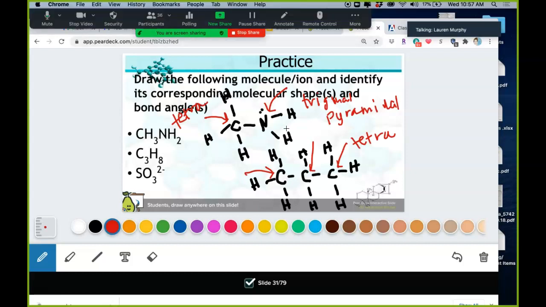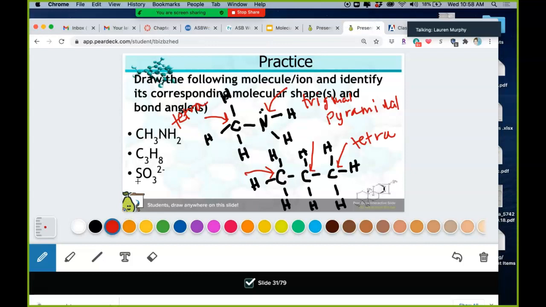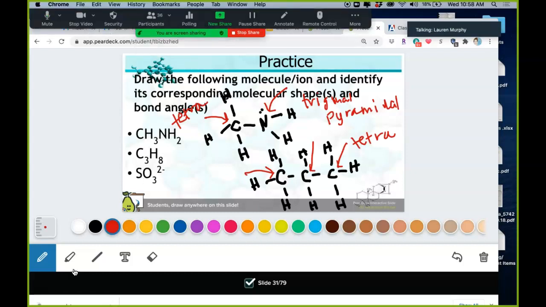Any questions so far? Okay, I'm going to challenge you now, and I'm going to give you 2 minutes. I want you to draw both possible Lewis structures for sulfite. There are 2 ways to draw it correctly. So I'll give you 2 minutes.